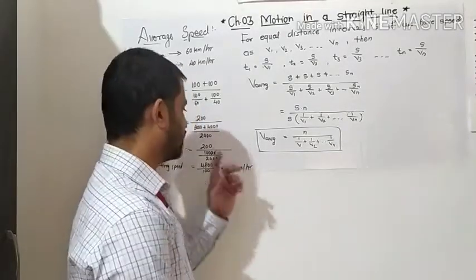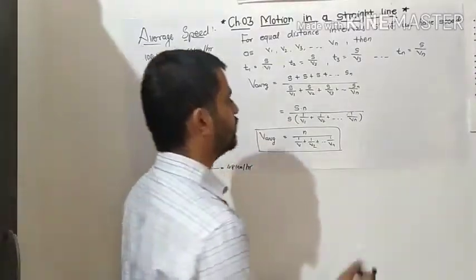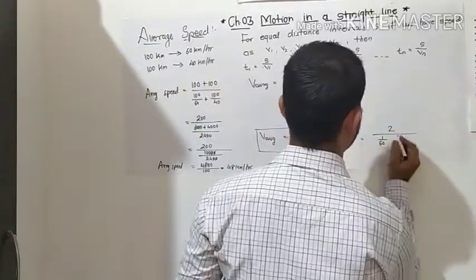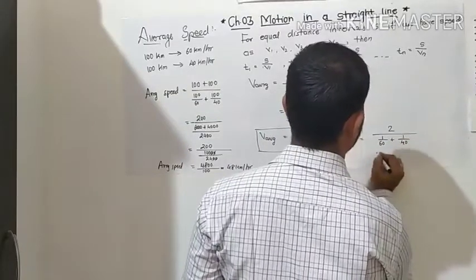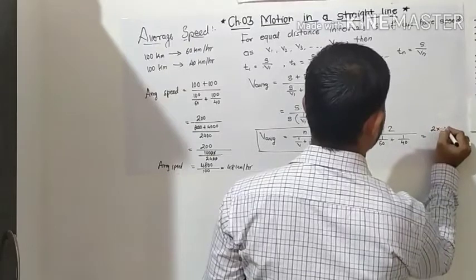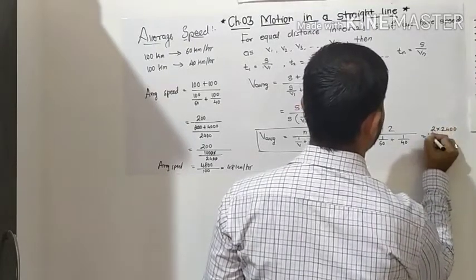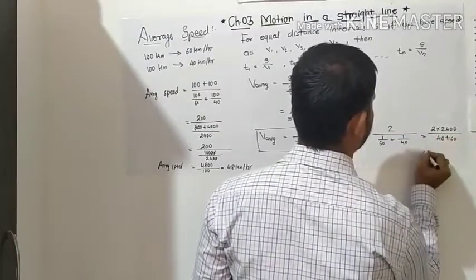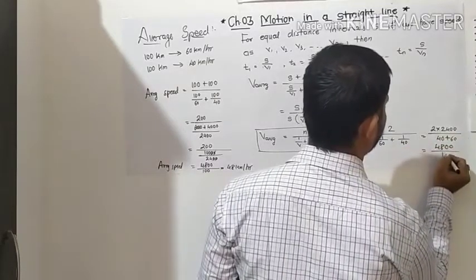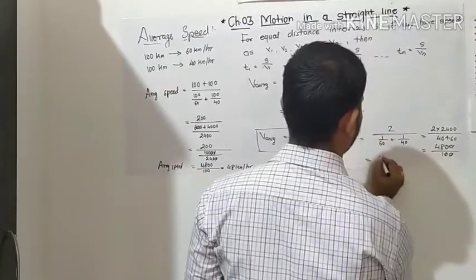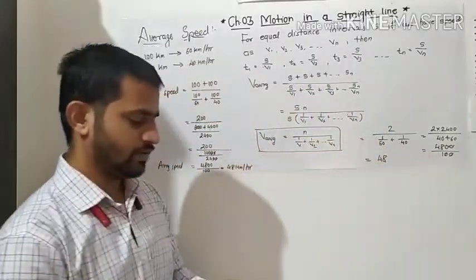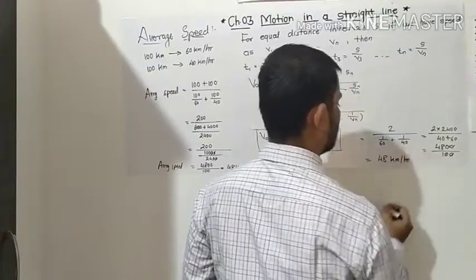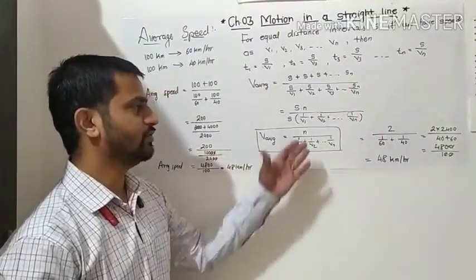Okay, suppose we calculate the given equation by this formula, then what is the value of n here? 2 intervals upon 1 upon 60 plus 1 upon 40, so we get 2 into 2400 upon 40 plus 60, so we get 4800 upon 100, so it will be 48 kilometer per hour. So this is the average speed when we use this formula.